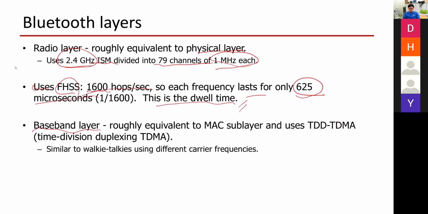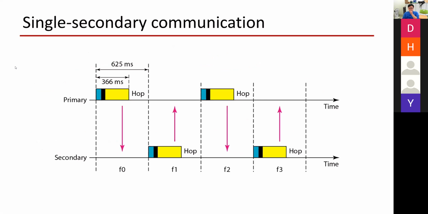And the baseband layer, roughly equivalent to the MAC layer, uses TDD, TDMA. TDD is time division duplexing, time division multiplexing. It is similar to a walkie-talkie, using different carrier frequencies. Okay, this is the Bluetooth layer. So this is key in Bluetooth.